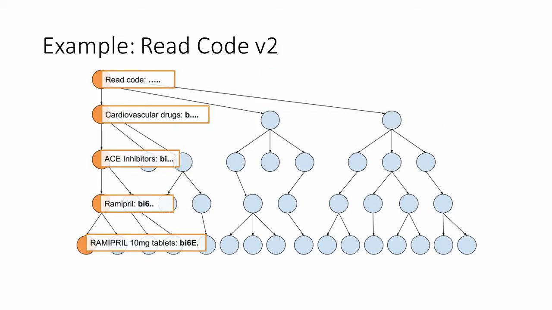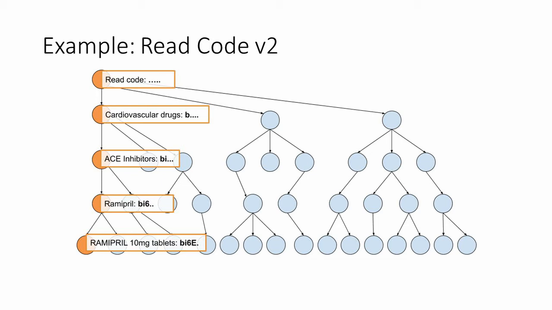Let's look at an example for ReadCode version 2. Here, every code is a 5-character combination of letters and numbers. So starting from the bottom, we have ramipril 10 mg tablets, the code BI6E dot. That is a type of ramipril, which has the code BI6 dot dot.